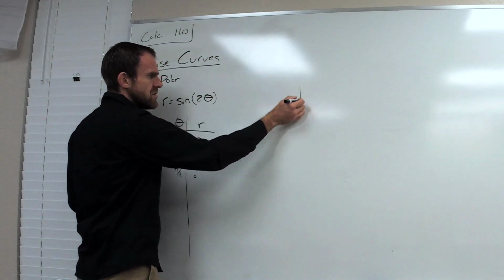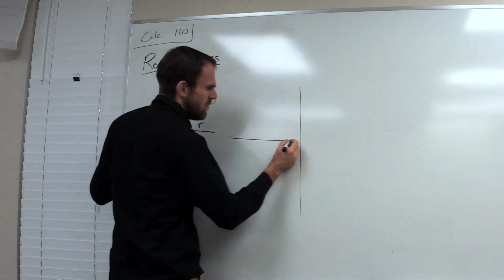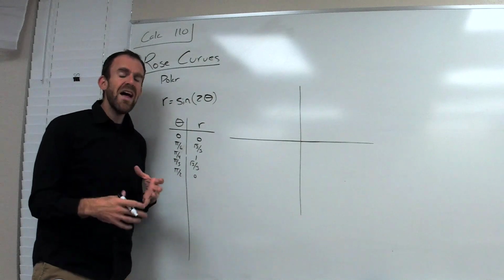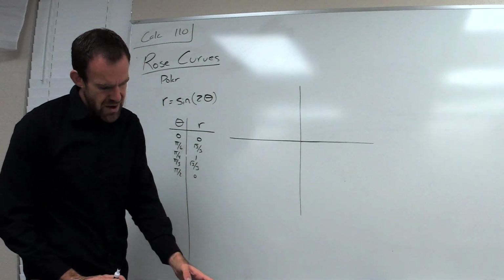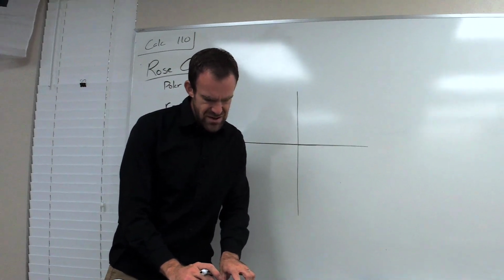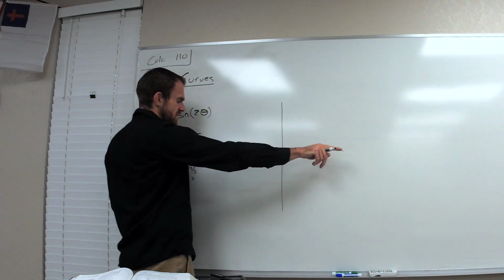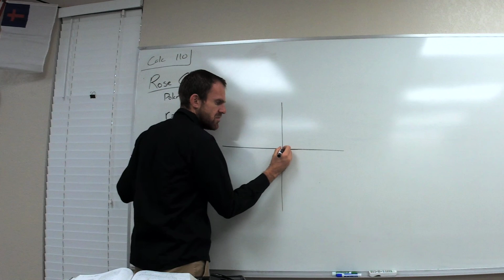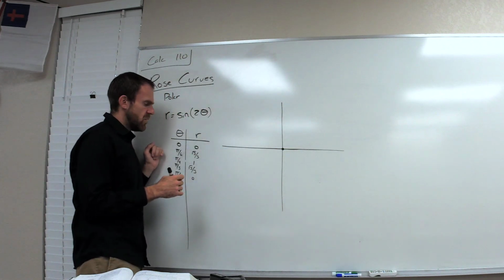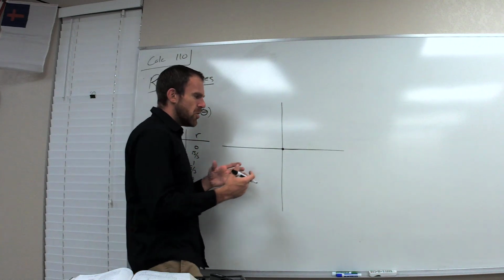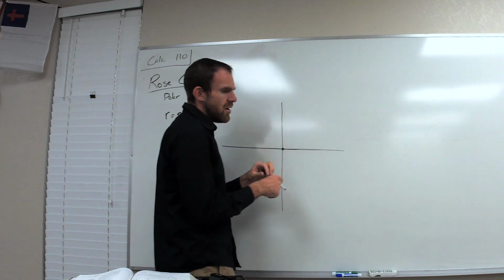So for my first petal of the rose curve, remember you're thinking angle and radius rather than x and y. I'm going to zoom this out a little bit. If my angle is 0, so that's pointing in this direction, my radius is 0. So that's my first point. If my angle is pi over 6, this is where a protractor can come in handy.